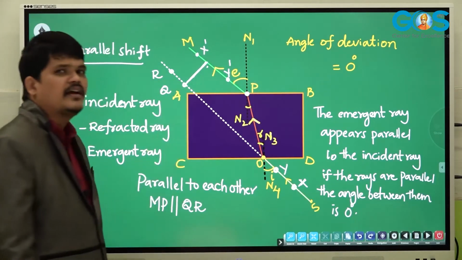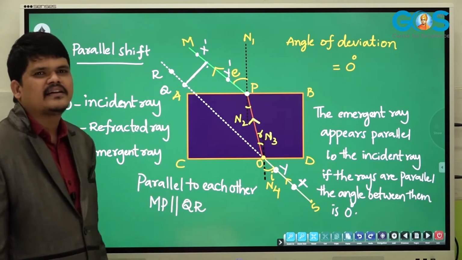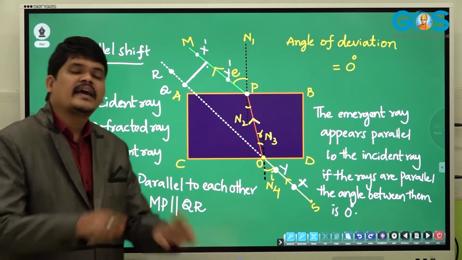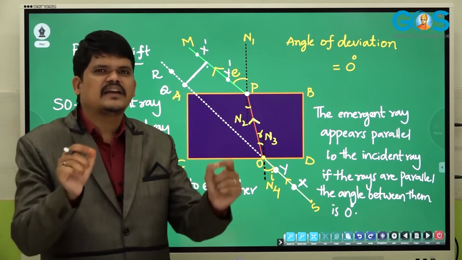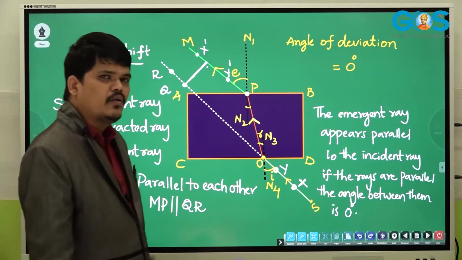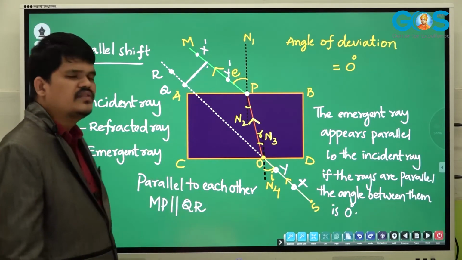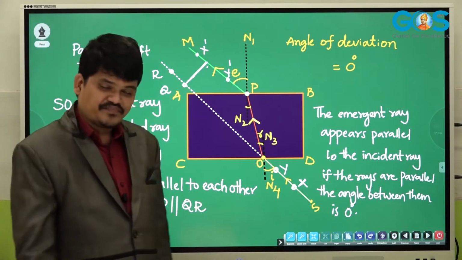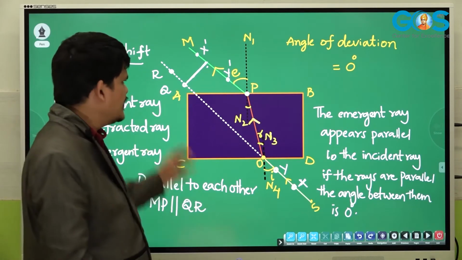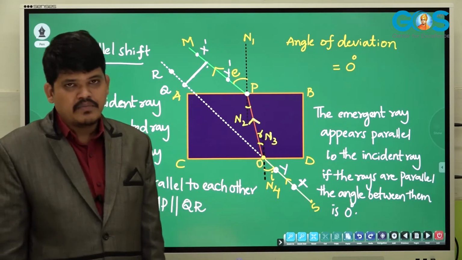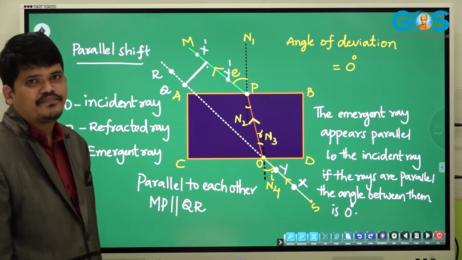First of all, we have taken the rectangular glass slab. Before taking that slab, we have to take a cardboard with a white paper which is already fixed with the help of clamps or pins. Now, we need to place this rectangular glass slab at the center of the board and draw the edges of the slab with a pencil and name them as A, B, C, D. So, A, B, C, D is our rectangular glass slab.